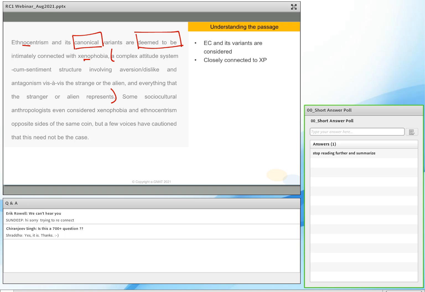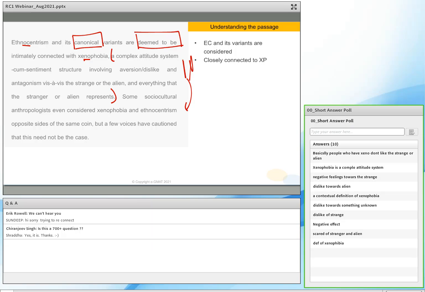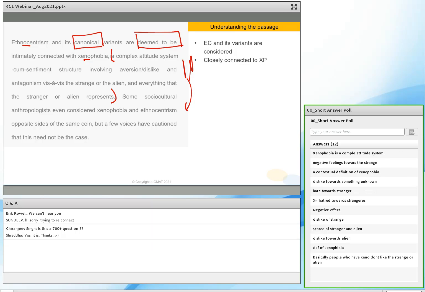Fantastic. The difference is, he or she who summarizes this in their own words before reading the next has some hope of understanding this passage. Otherwise, you're truly lost. So who can give me the summary of this right now? Definition of xenophobia, absolutely. Can somebody also summarize what it says? I can see that. Negative feelings towards the stranger, dislike towards a stranger or strange.